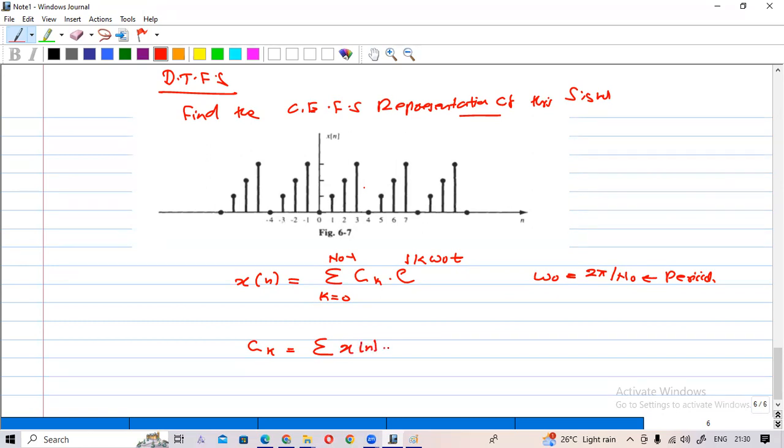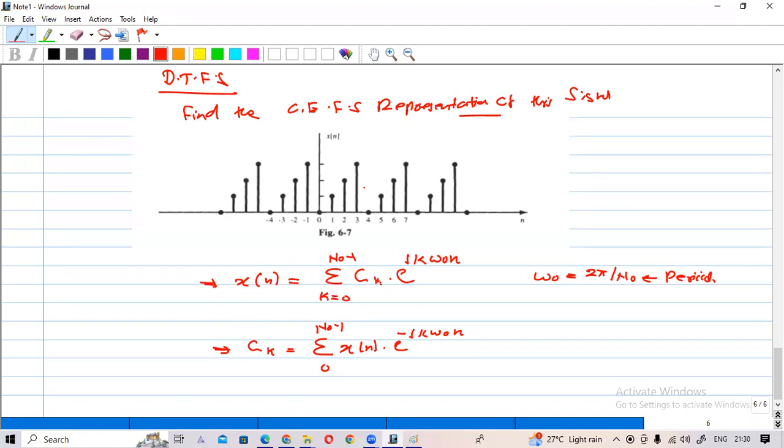x[n] e to the power minus jk omega naught n. So not t, okay, this is n. This one also not t. This should be n. And here also it is enough to have 0 to N naught minus 1. I will tell you why when we are doing this example.